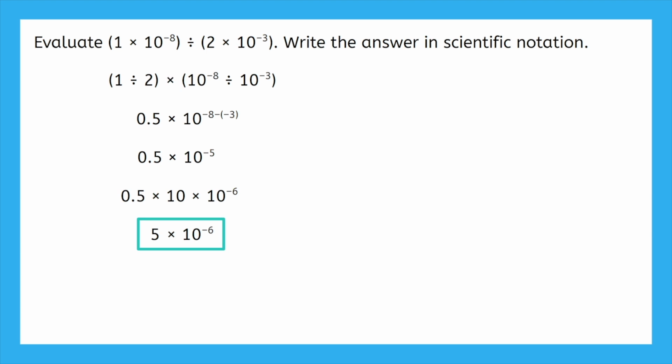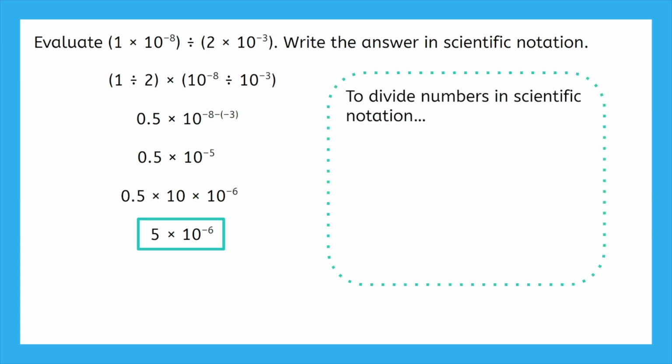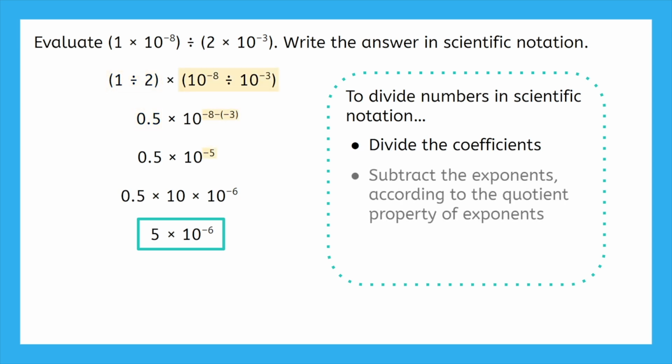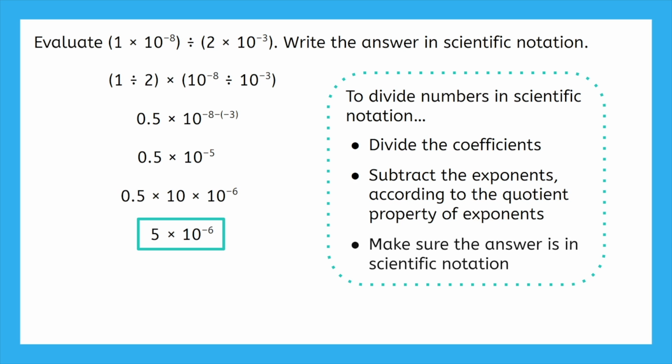So, to divide numbers in scientific notation, divide the coefficients, then subtract the exponents according to the quotient property, and of course, make sure the answer is in scientific notation. If not, take a 10 from the power of 10.